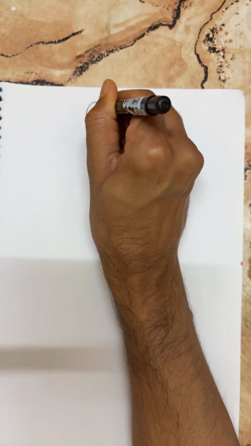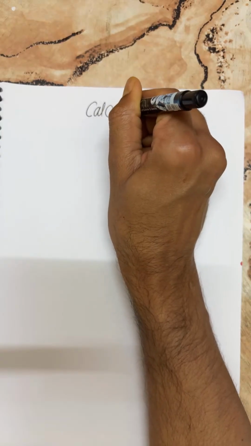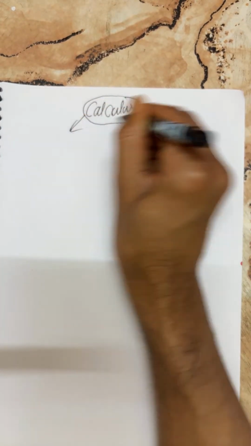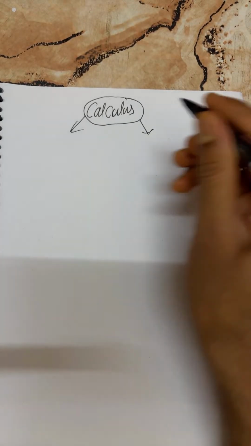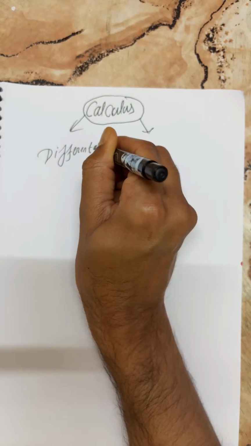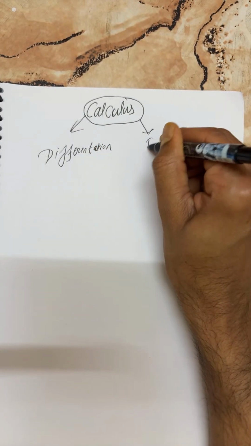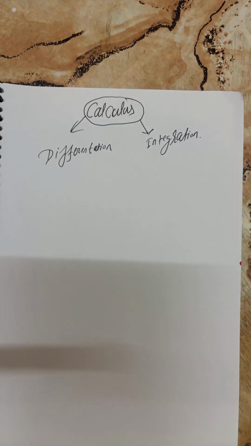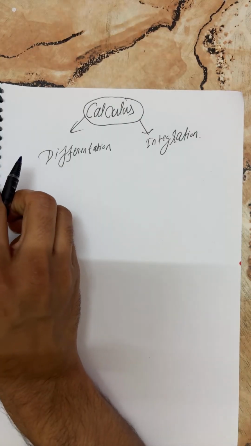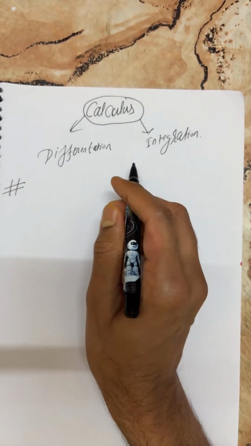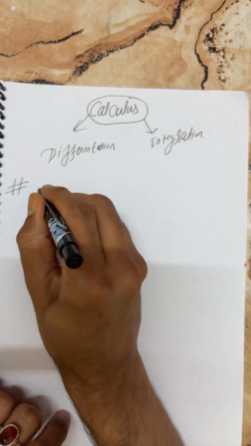Okay, come to the point, everyone. Calculus is divided into two parts and is very, very important for physics. First one is differentiation, and second is integration. First, I'll discuss differentiation. I'm not going into very much detail, just to the point.